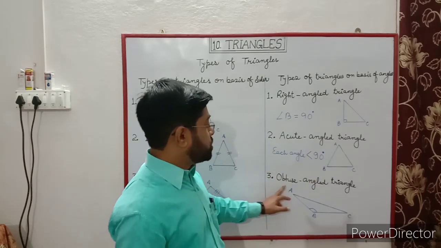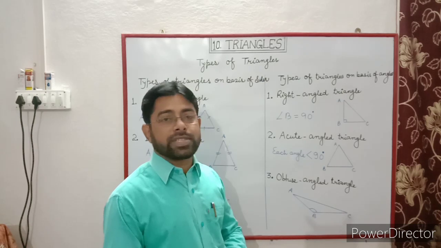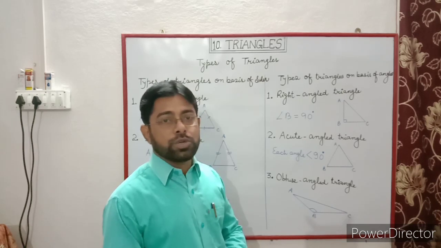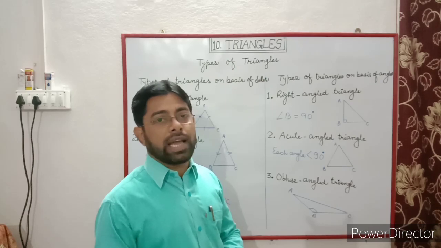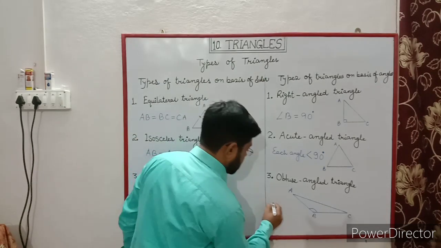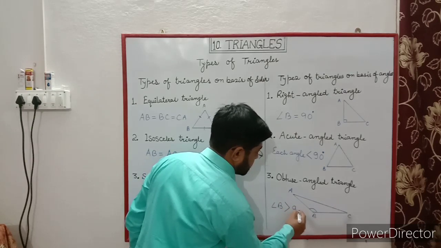Now third, obtuse angle triangle. If one angle of a triangle is obtuse, that is greater than 90 degree, is called obtuse angle triangle. From the figure, angle B is greater than 90 degree.